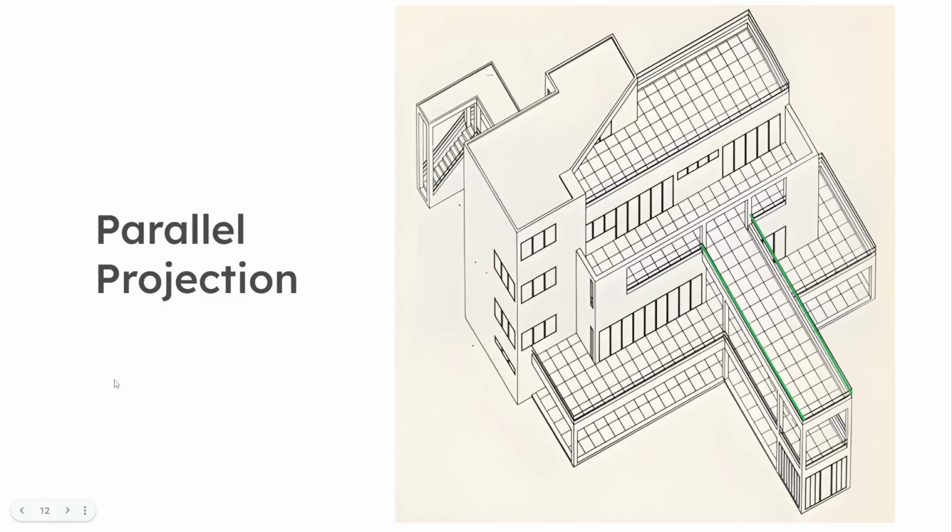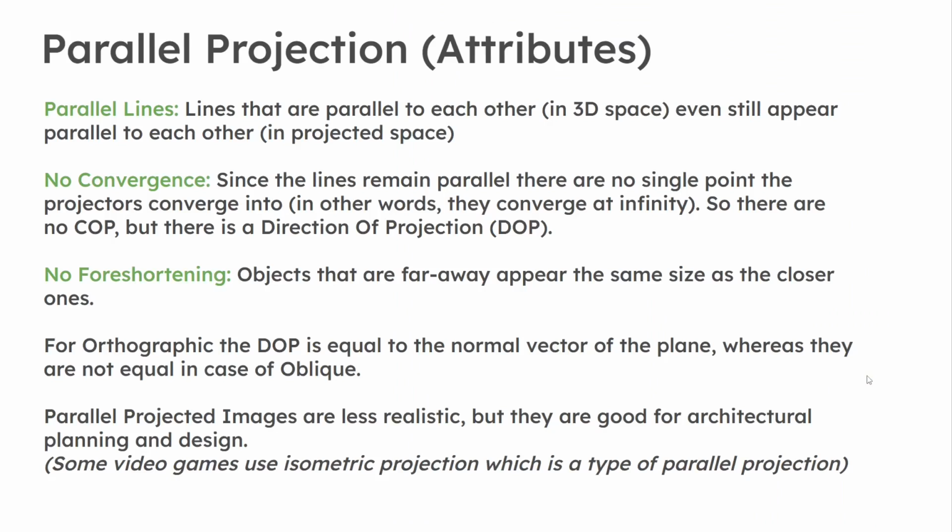Let's move our focus to parallel projection for now. In this case, the parallel lines on the object remain parallel in the projection as well. So these two green railings here, in reality, are actually parallel, and also in our projected image here, we can see these are still parallel. Since the rays are parallel, they won't converge. So we do not have any COP here, or in other words, the COP is at infinity.